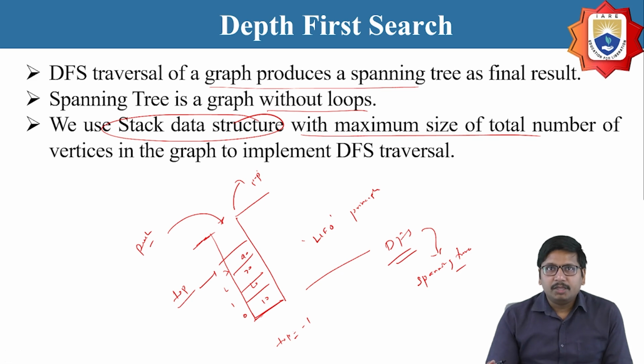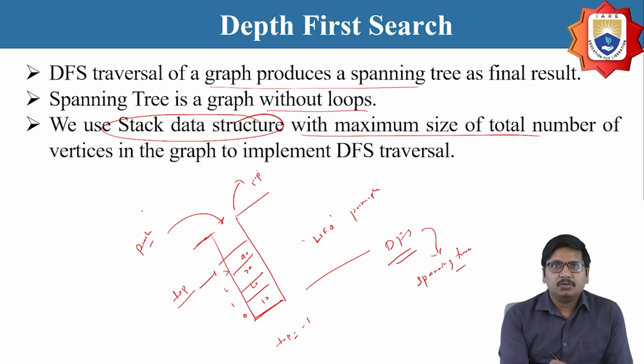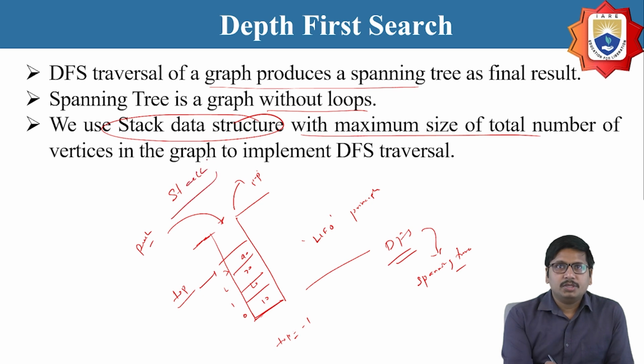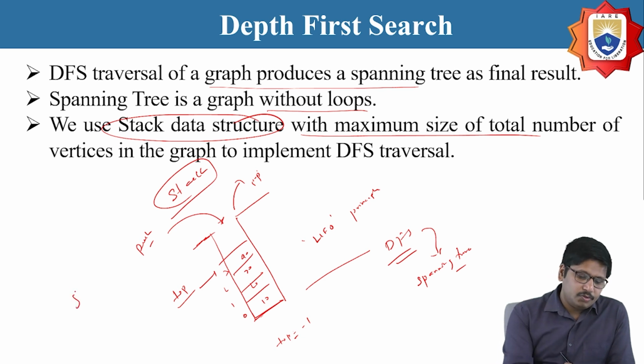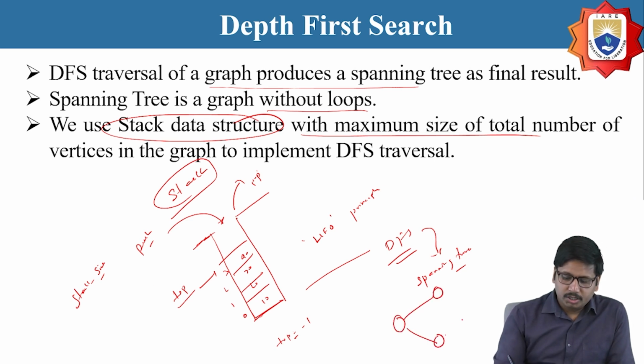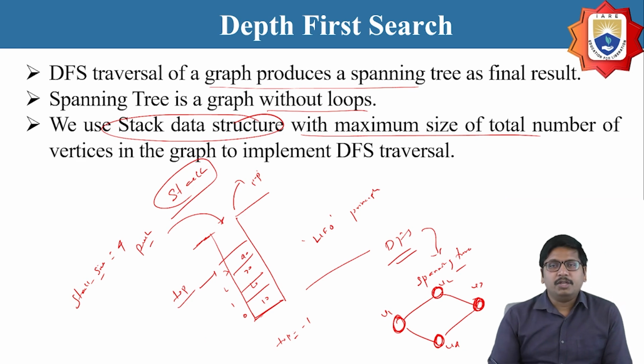Okay. But for breadth first search, I'm going to use the Q data structure. For depth first search, I'm going to use the stack data structure. So here also the output should be a spanning tree without any loops. And the size of this stack should be the number of vertices in the graph. So if I have the vertices V1, V2, V3, and V4, the total number of vertices, that should be the stack size, should also be 4 here.